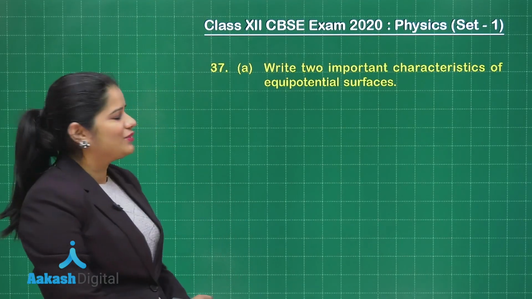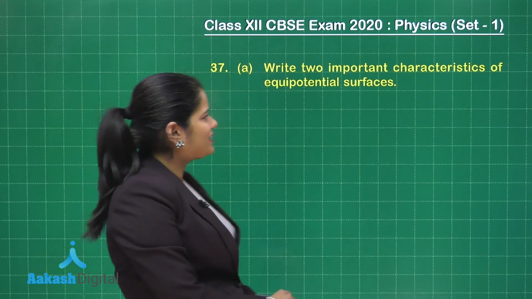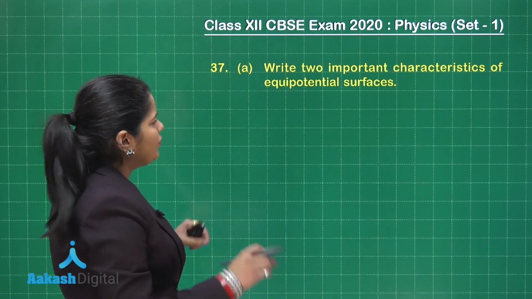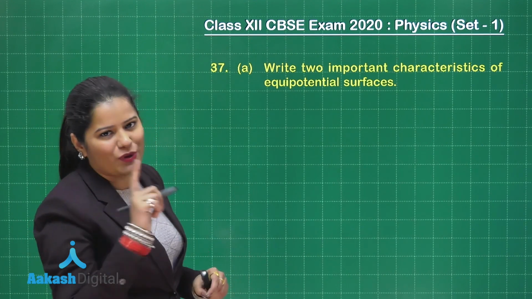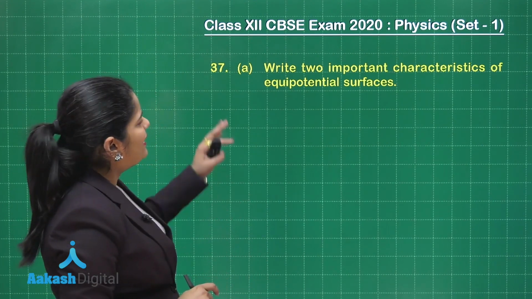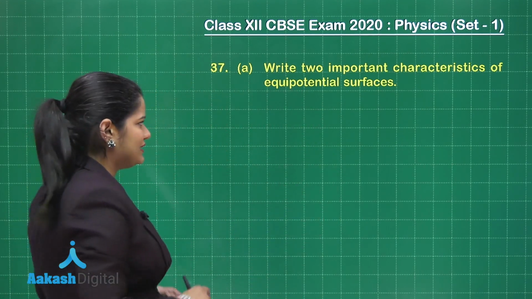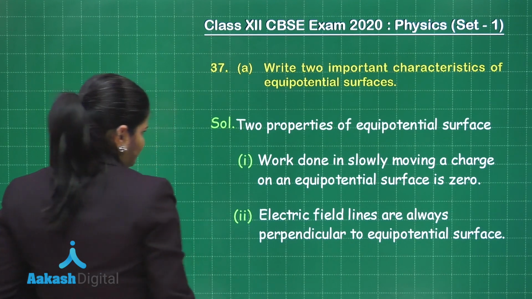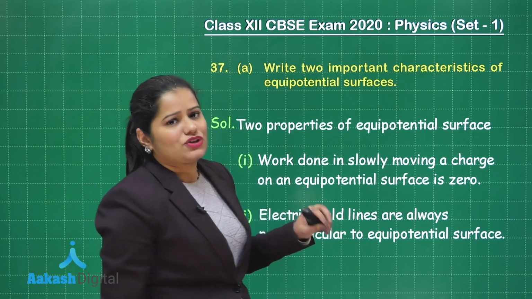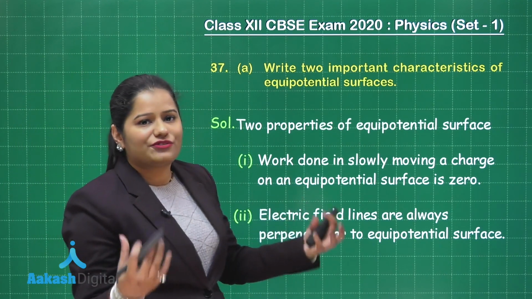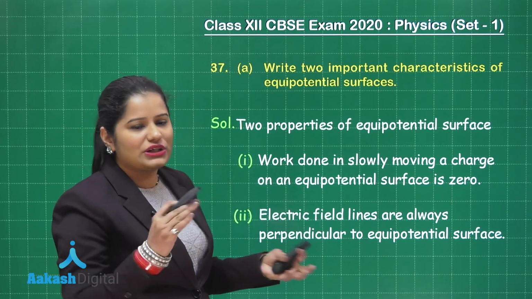Hey, so it's our turn to discuss the last question of this paper. That's question number 37. So here we have the first part of the first choice of question number 37, which says: write two important characteristics of equipotential surfaces. Let's have a look at the properties. So basically, equipotential surfaces are the surfaces that have equal potential at all the points.